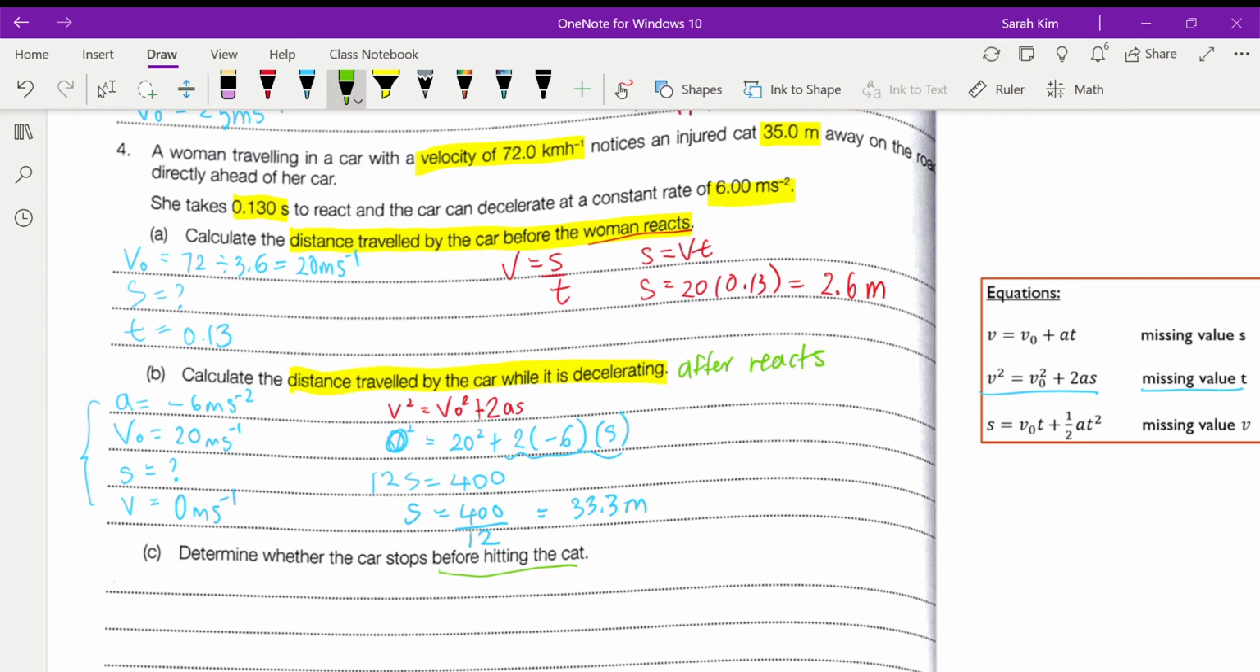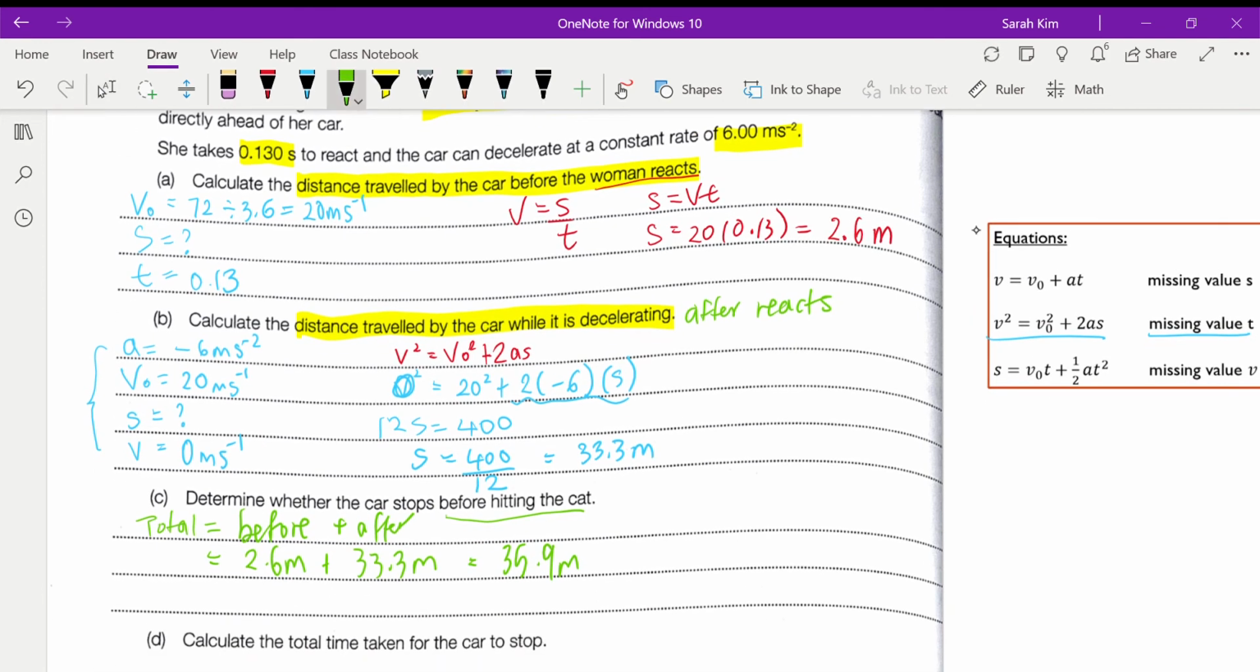So in total, total travel is before reaction plus after. So let's add those up. So I've got 2.6 meters from before, and then I've got 33.3 meters from after. If I add those two together, I actually get 35.9, and unfortunately the cat is only 35 meters away, so unfortunately the cat gets hit by the car.